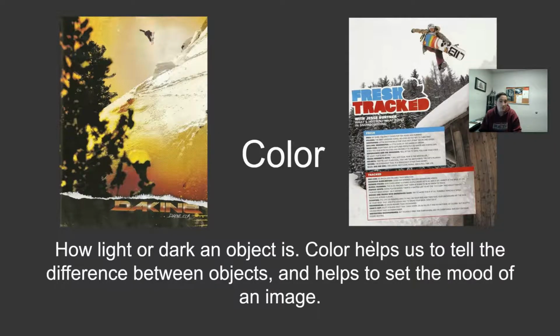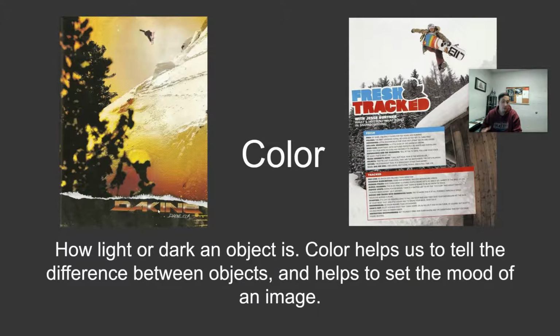All right, the next one is color. How light or dark an object is. Color helps us to tell the difference between objects and helps us set the mood of an image. So you can change the mood just by changing something to black and white. Or you can change the mood, as you can see in this, by adding in these cool textured elements, but then also bringing in bright yellow. So if this was a black and white image, it would be a very different feel than this bright yellow in this advertisement that comes in then.